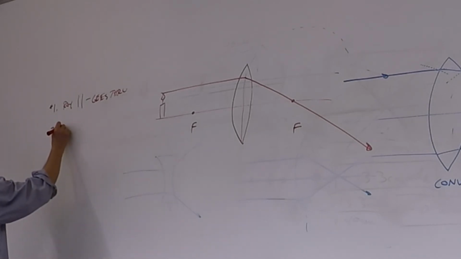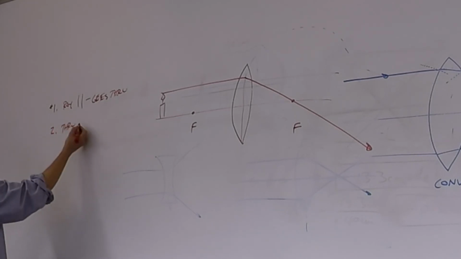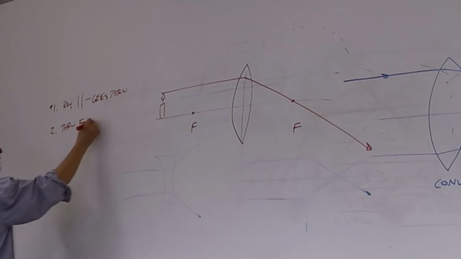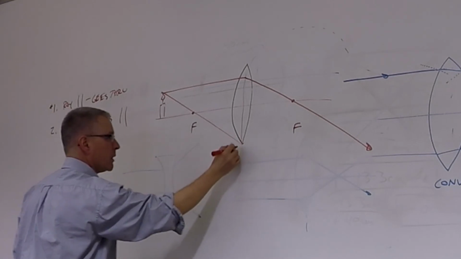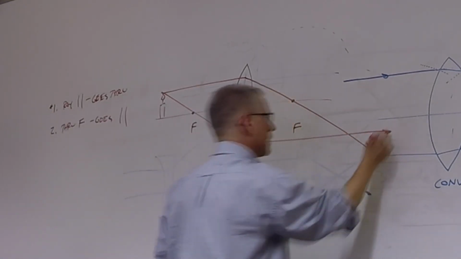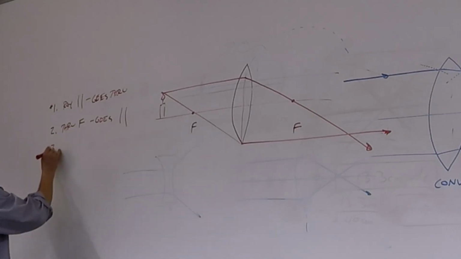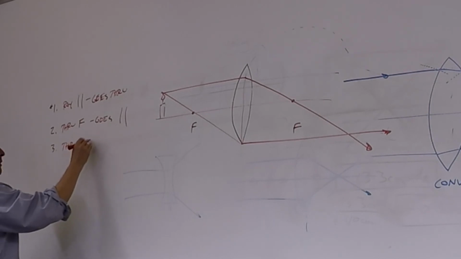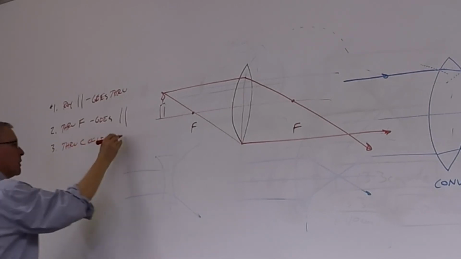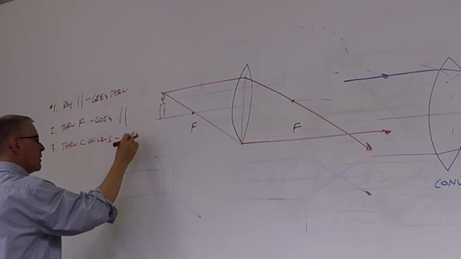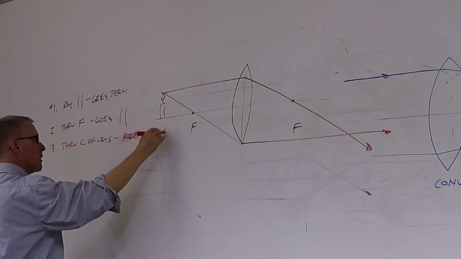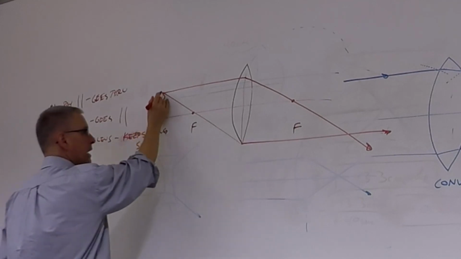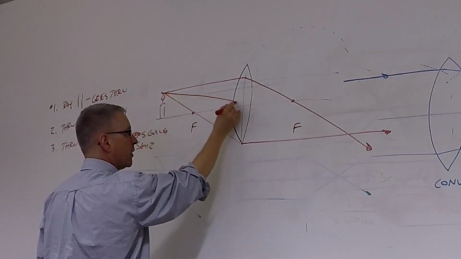Then for the next one, you're going to use the other focal point now as your guide. And just like we saw before, that one goes parallel. And then just like the mirrors, we've got an easy one. If I send a ray right through the center of that lens, it's not going to refract at all. It'll just keep going in a straight line.